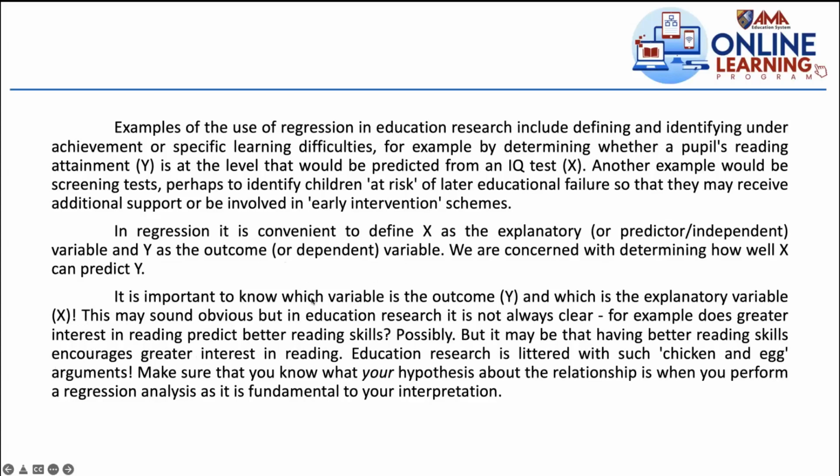Only for this one, the linear regression, it's important to know which variable is the outcome, or the response, or the dependent, and which is the explanatory variable, or the independent variable, or the predictor. This may sound obvious, but in education research, it's not always clear. For example, does greater interest in reading predict better reading skills? Meaning, better reading is the Y. Does the X predict the Y? Possibly, because this is also possible.